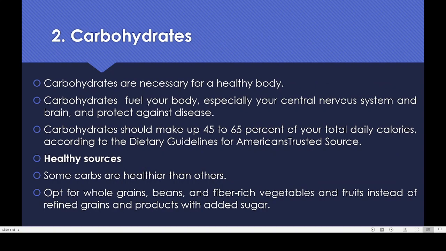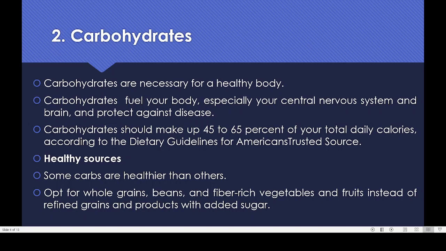So the second type of nutrient is the carbohydrate. Regarding carbohydrate, it is always healthy for your body. One importance of carbohydrate is that carbohydrates are the fuel of your body, especially your central nervous system, brain, and so on. Carbohydrates give you energy, and this energy is used by your body for the various activities of your body. So carbohydrate should make 45 to 65% of your daily calories.